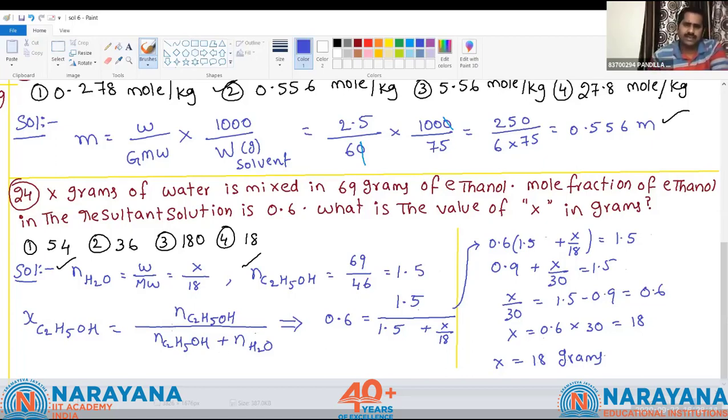Then the mole fraction of ethyl alcohol is calculated: the number of moles of ethyl alcohol divided by the number of moles of ethyl alcohol plus water. The mole fraction is given as 0.6, which is equal to 1.5 by 1.5 plus X by 18. By doing all the calculation, we got the X value 18. Option 4.